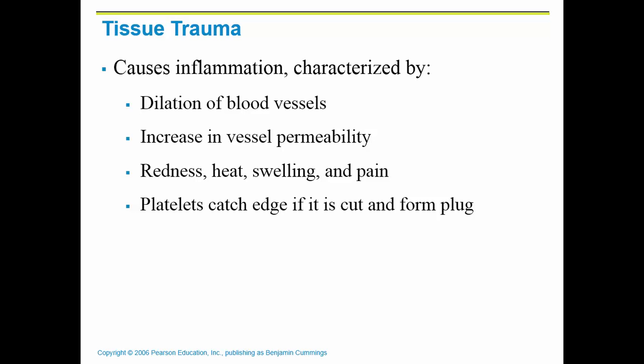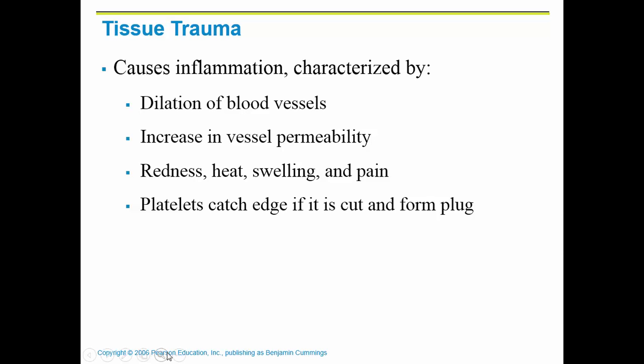And inflammation is caused by dilation of blood vessels. We're bringing nutrients to that spot. We're trying to make those blood vessels very big so that the nutrients and oxygen and everything can get to those tissue cells so that they can work to replicate and repair that tissue trauma.